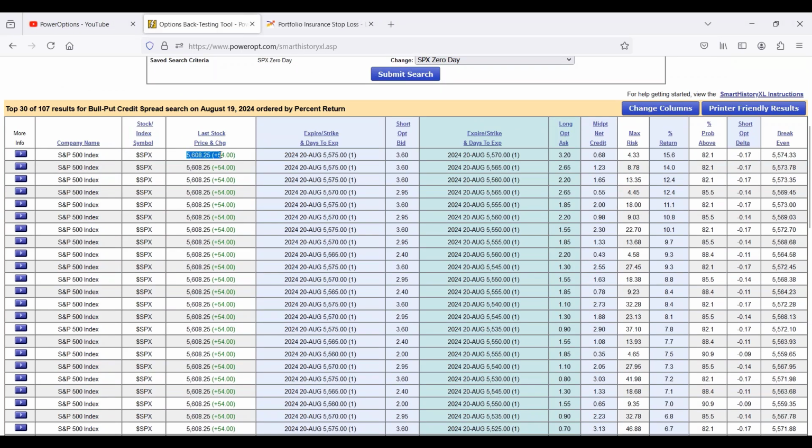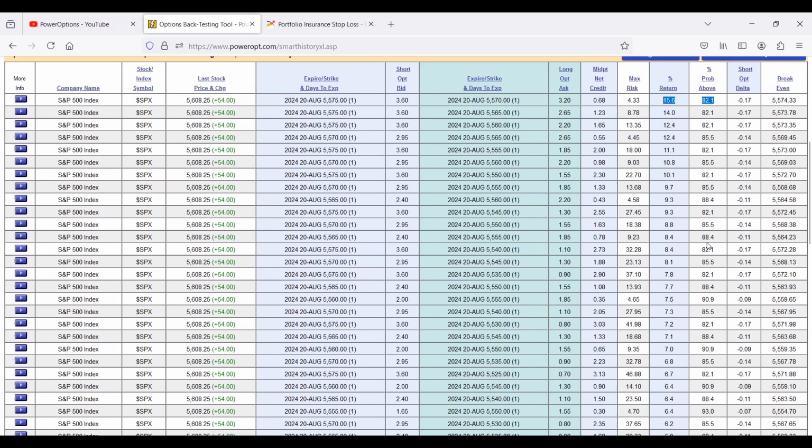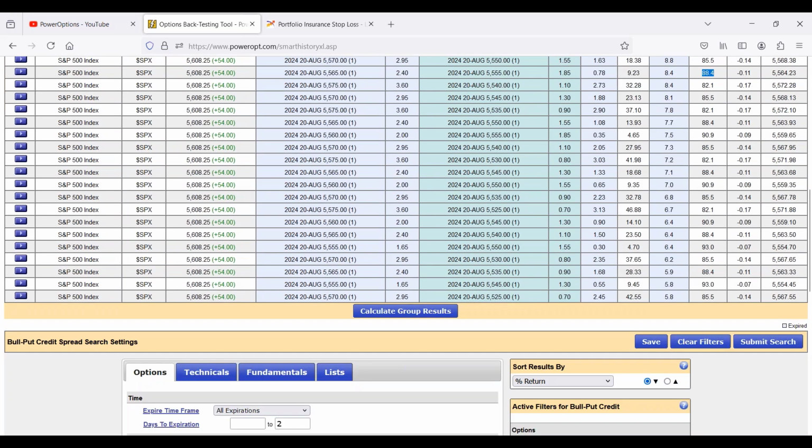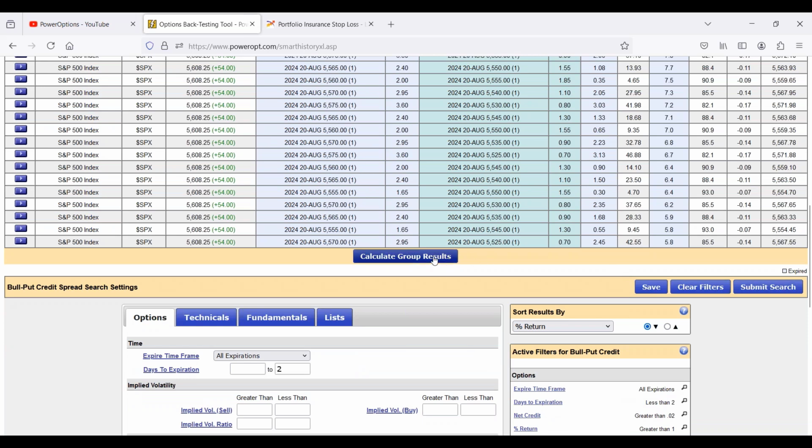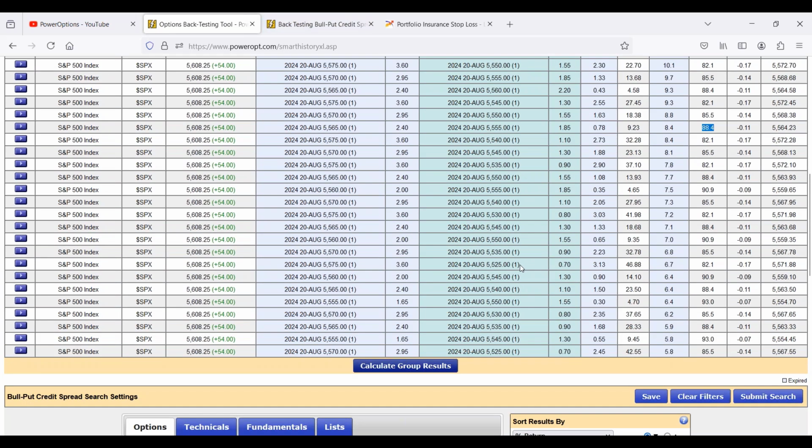With SPX at 56.08 on Monday the 19th's close, we have options of the 55.75 strike versus the 55.70, a good 5-point spread, net credit of 68 cents. So we're looking at a 15.6% return. Some of our lower returns, still an 88, 83% probability. Now we're going to go ahead and calculate the group results of the top 15. Again, historical results are, of course, no indication of future progress, but we're just going to take a look here in the scenario.